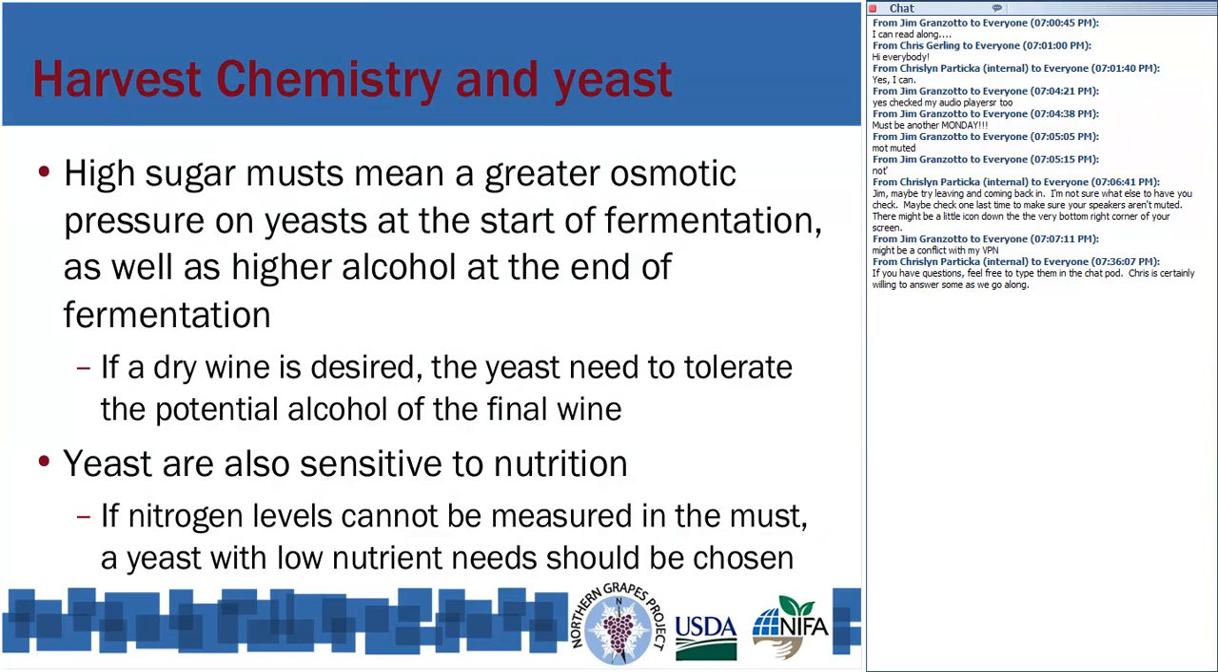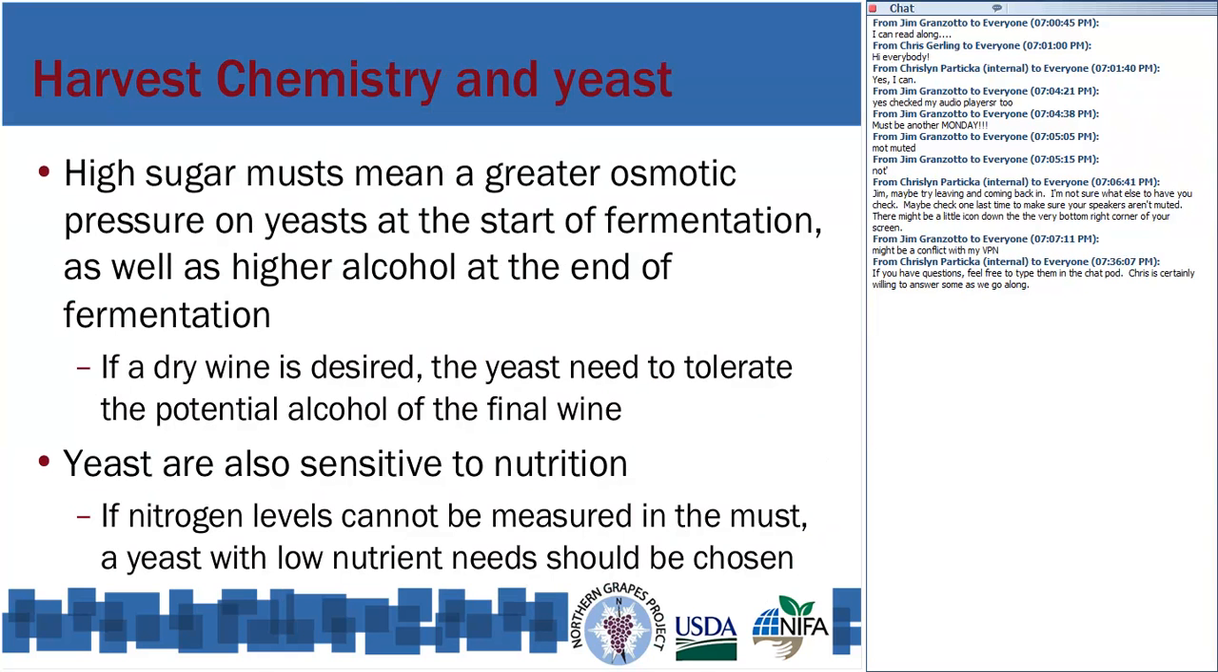So yeast must that has really high sugar concentration provides this great osmotic pressure on the yeast. So you need to take that into consideration, that it's going to be a stress on the yeast at the start of fermentation. And this is more true with late harvest styles, where you want a yeast that's going to have a high osmotic tolerance.